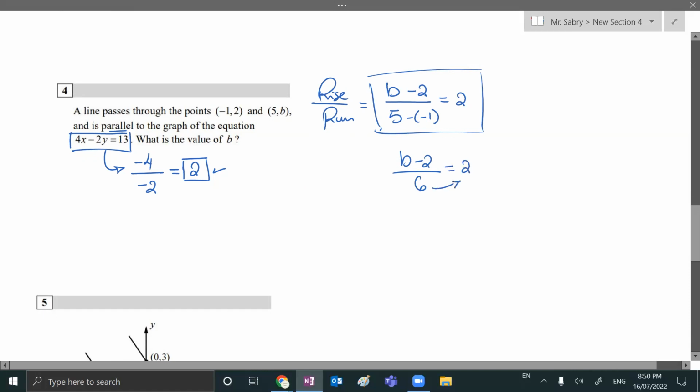Then I'll move the 6 to the other side by multiplication. So I'll have b minus 2 equals 12. Then I'll move the -2 to the other side by addition. So I'll have b equals 14. This is it. That's the value of b.